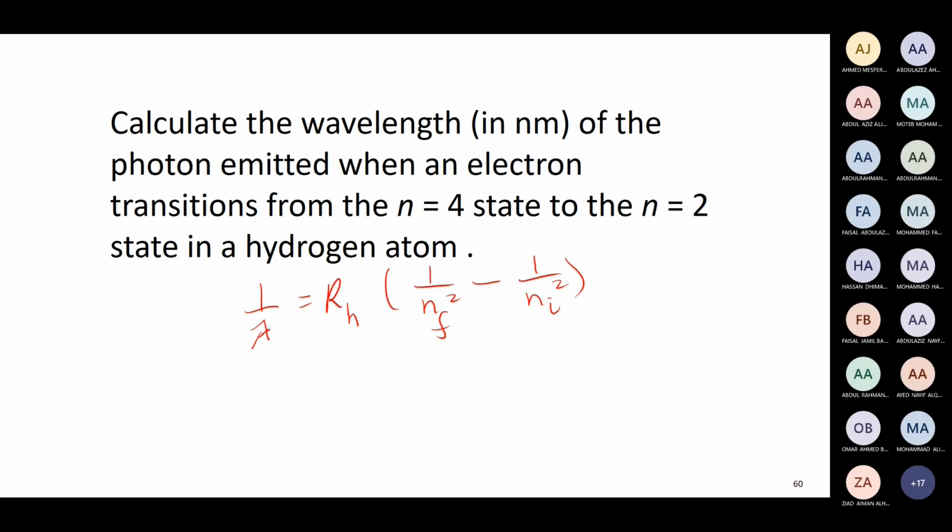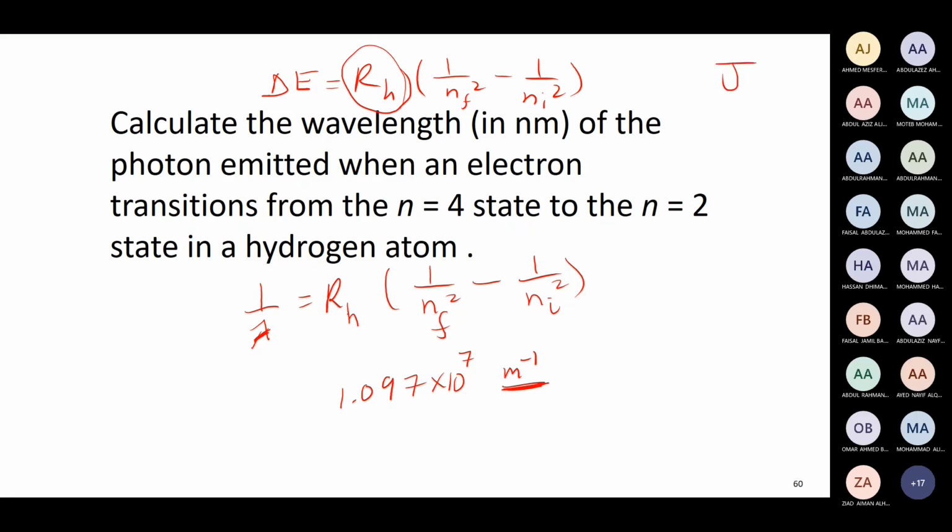Okay, RH will be given to you. If you have a periodic table, it's available there, but let me give it to you here. It's actually 1.097 times 10 to the power 7 meter minus 1. So if you use lambda, use the meter minus 1. But if you use delta E, we can do the same equation with delta E equal to what? RH times 1 over n final square minus 1 over n initial square. But which RH are we going to use here? The one with joule. Be careful.